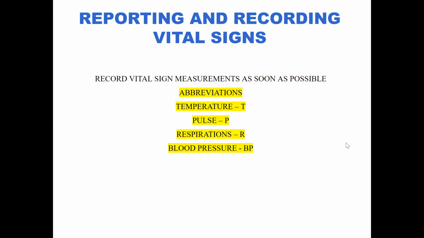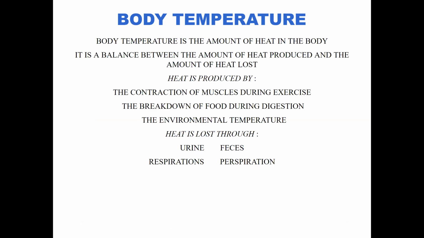Okay. How do we document and notate vital signs? So the abbreviations we use for temperature is T, pulse is P, respirations R, and blood pressure BP. Okay, these are pretty standard throughout all practices. Body temperature is the amount of heat in the body. It is a balance between the amount of heat produced and the amount of heat lost. Okay, so once again, we are working on the 98.6 being the optimum temp. Okay, that's our baseline.